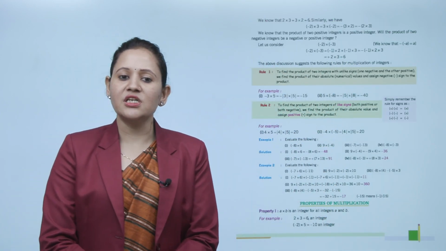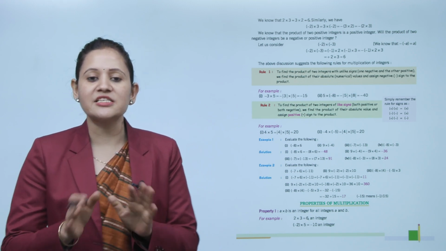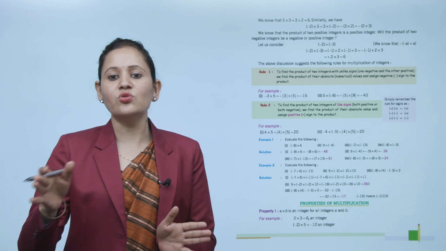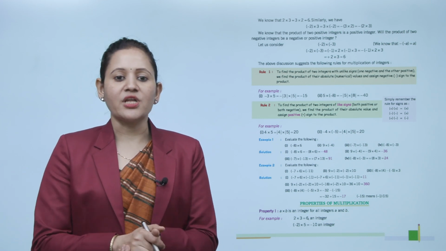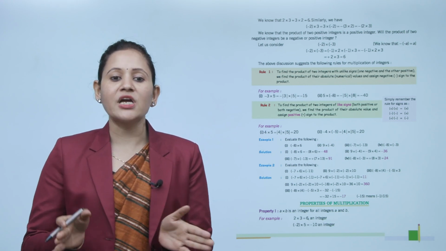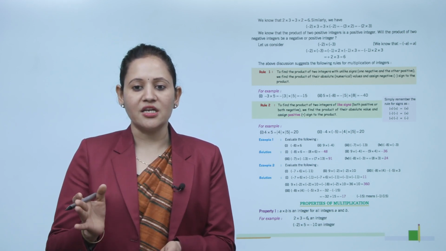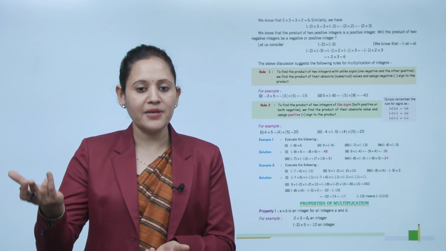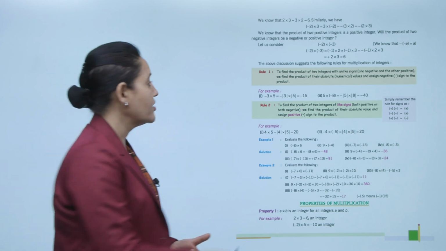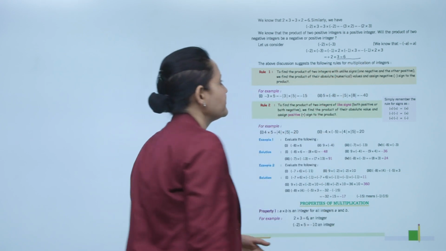We know that 2 into 3 is the same as 3 into 2, that is equal to 6. Similarly, we have -2 into 3, that is equal to 3 into -2, or the same as -3 into 2 or -2 into 3. We know that the product of two positive integers is a positive integer. Will the product of two negative integers be negative or positive? Let us consider -2 into -3. We know that minus times minus is plus. So two negative integers, their product will be positive. So -2 multiplied by -3 is equal to 6.